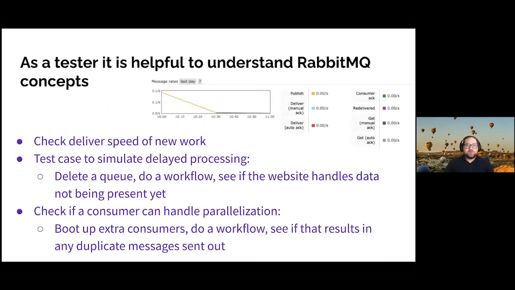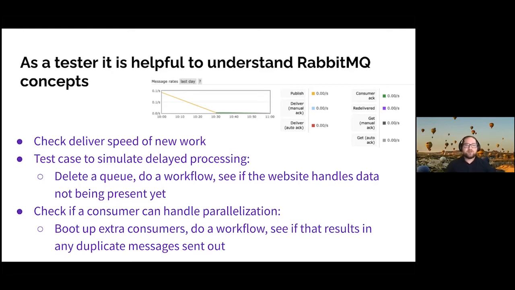I also like to check the delivery speed of new work as it comes out. And some really fun test cases that I love to do is to simulate delayed processing. And to do that, I'll delete a queue and then I'll do a workflow and I'll see if the website handles data not being present yet for that new work. When you make a new resource and you have a new front end page to look at that resource, you should be able to handle the empty data state. And what's a really easy way to get in that state? It might be deleting a queue so that nothing feeds data there.